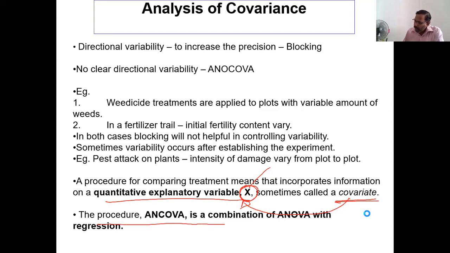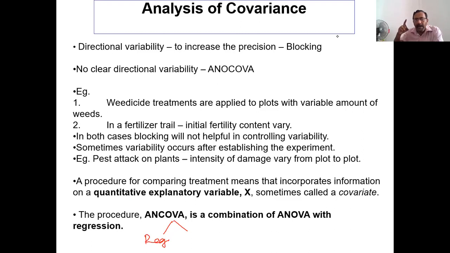So the procedure of Anova is a combination of Anova with regression. This is the most important part. Anova here is a combination of two aspects, and one is regression. You can recall the regression. Study regression and come back tomorrow, I will ask. Yesterday I also talked about regression and Anova. So hereafter it is not only Anova, it is Anova plus something: regression and Anova.